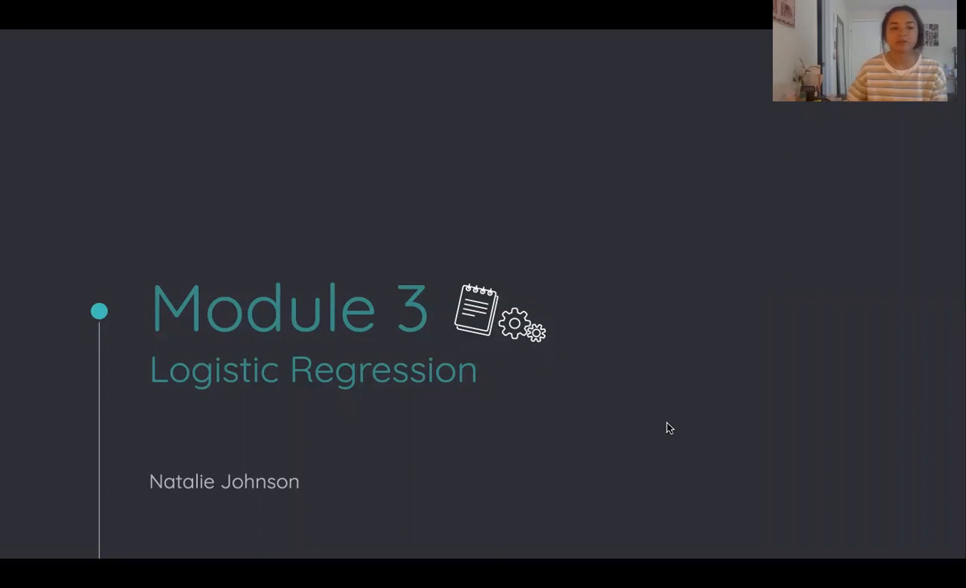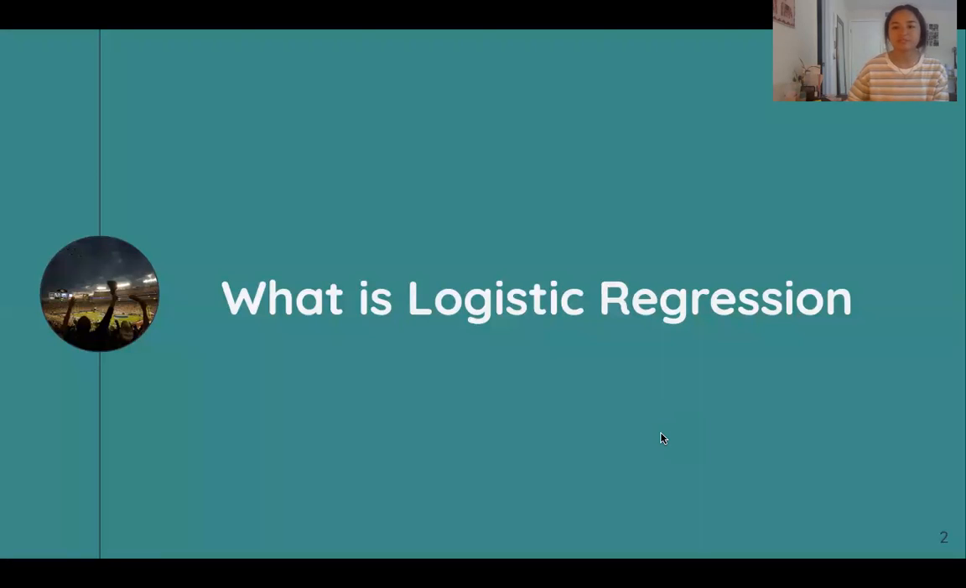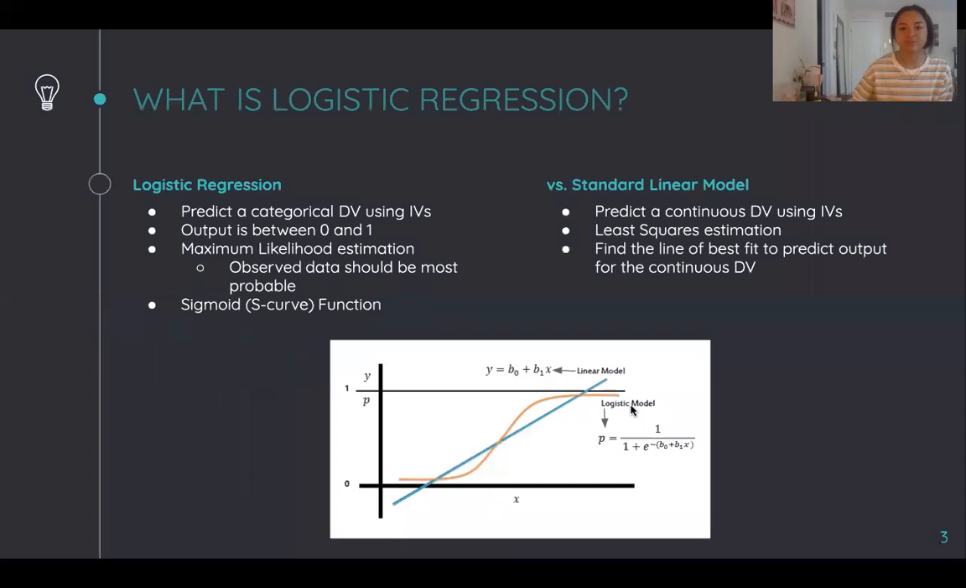Today I'm going to be talking about logistic regression, which is a predictive analysis used to describe data, explain relationships, and predict an outcome. The main distinguishing feature of a logistic regression is that the outcome of interest is going to be categorical. While comparing it to the standard linear model, while they're both ways to analyze data, a logistic regression is a generalized linear model, whereas the standard linear model is a general linear model. And they also differ in a few key ways.